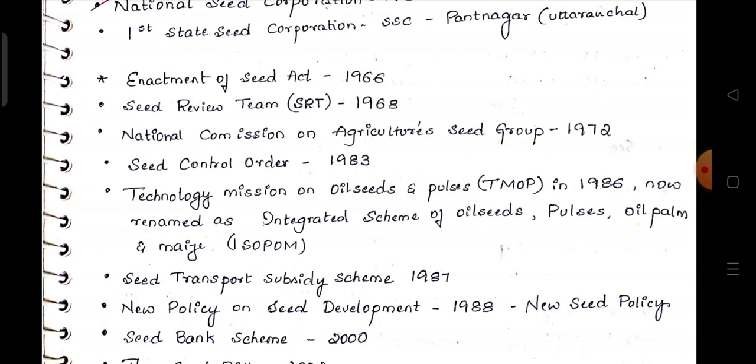Technology Mission on Oilseeds and Pulses established in 1986. Now it is renamed as Integrated Scheme of Oilseeds, Pulses, Oil Palm and Maize, also called as ISOPALM. That means the 1986 Technology Mission TMOP is renamed as ISOPALM now.